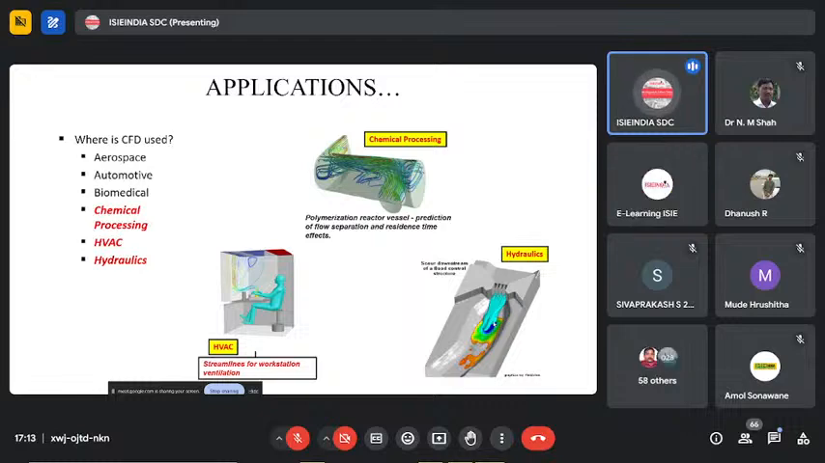In heating, ventilation and air conditioning, CFD helps in designing efficient ventilation systems by analyzing streamlines for workstation ventilation. This ensures that the air distribution has a proper, effective flow, providing a comfortable and healthy environment, and that this flow can remove contaminants and maintain the desired temperature and airflow.